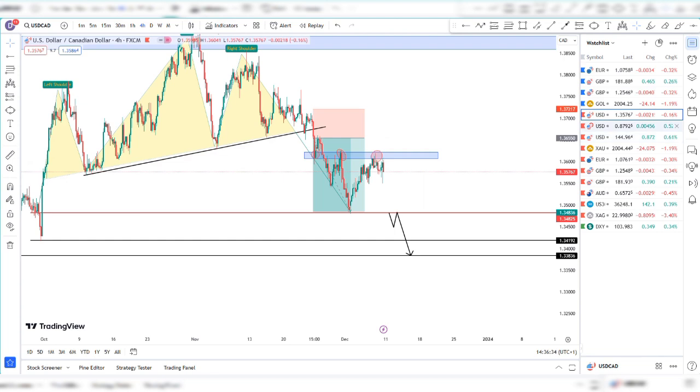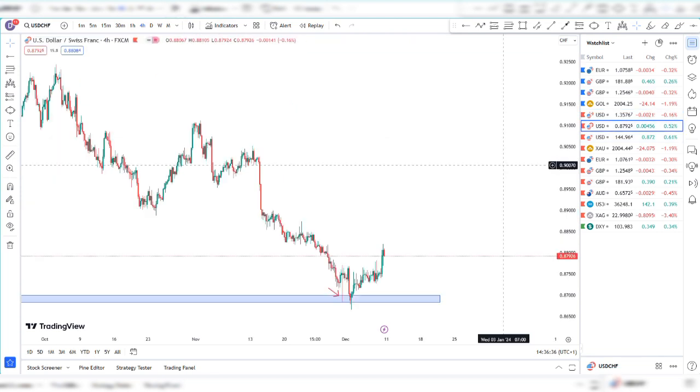Next, I'm going to go through my analysis for USD Swiss franc.